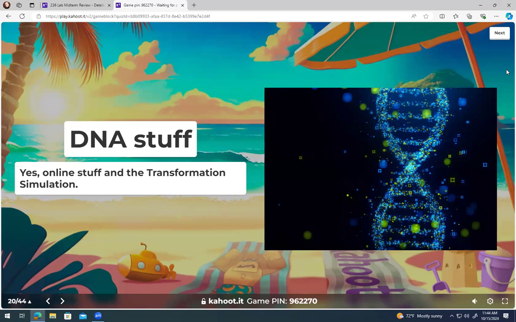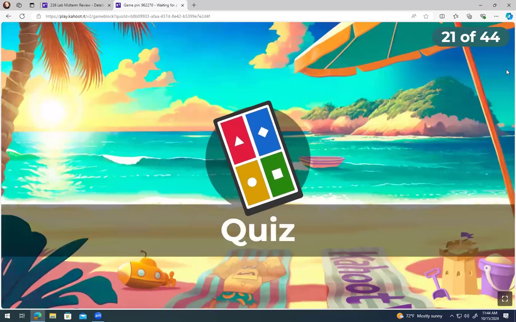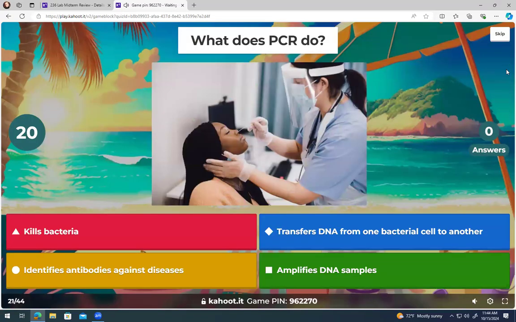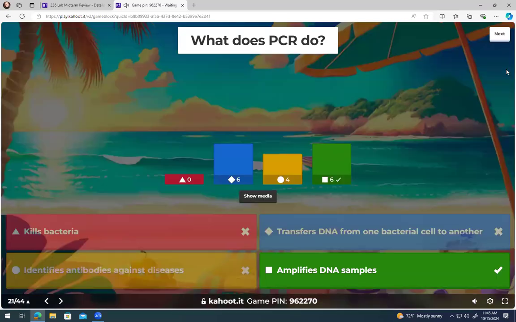DNA stuff, yay. All right, what does PCR do? Its basic function. Okay, so PCR amplifies DNA. It just makes copies of DNA. That's all it does, is just make the copies.